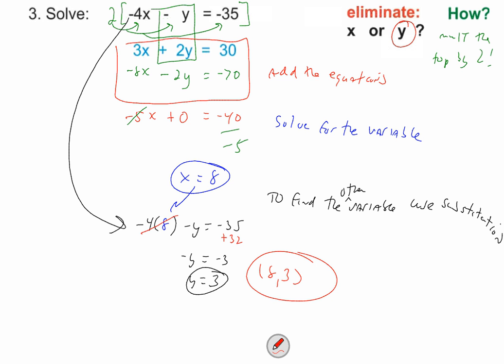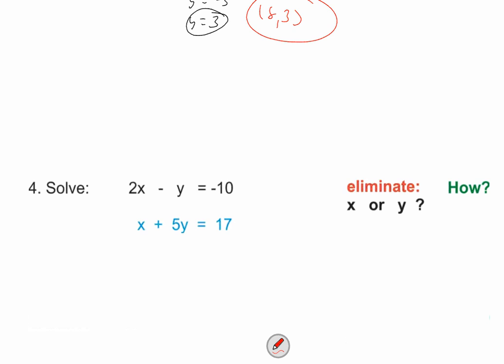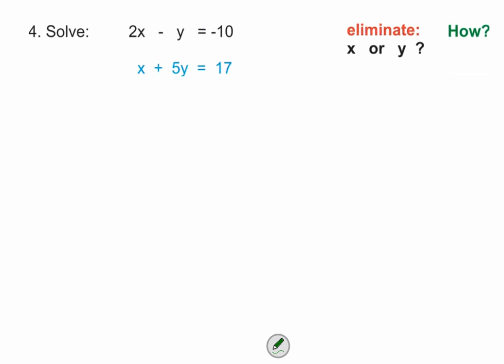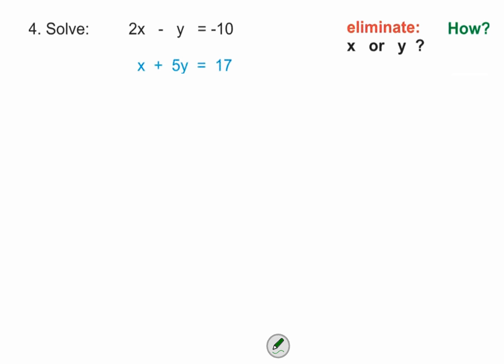That's the method, elimination. Let's do another. Okay, so again, I got to choose eliminate x's or eliminate y's. I think in this one, it's about six of one, half a dozen of the other, to be honest with you. Alright, let's get rid of the x's.